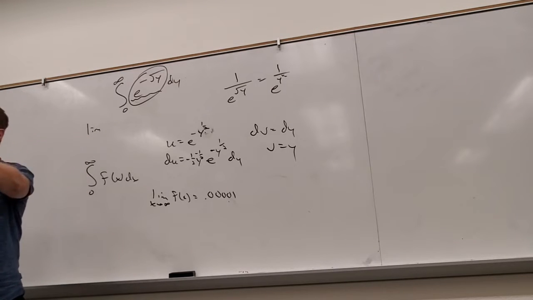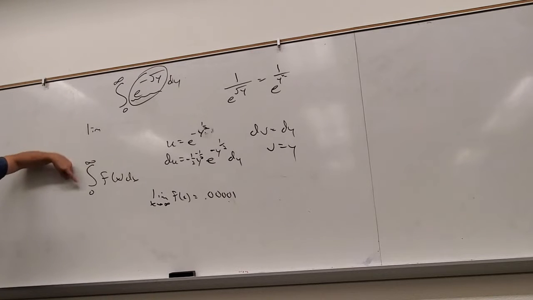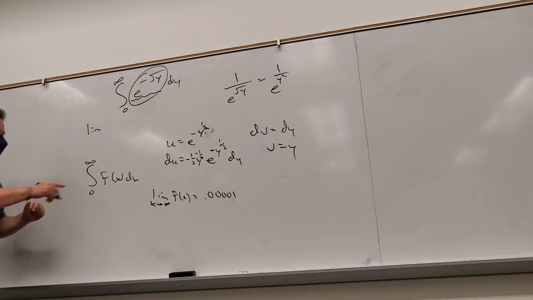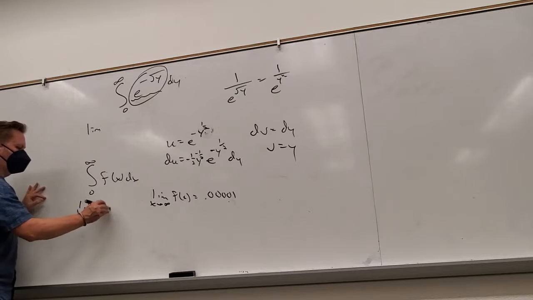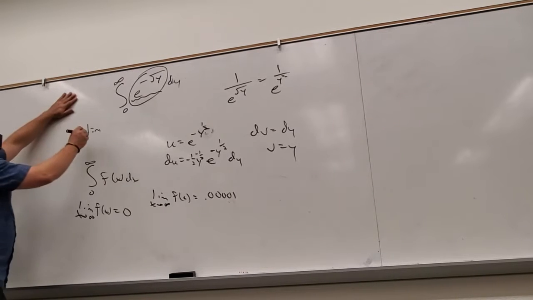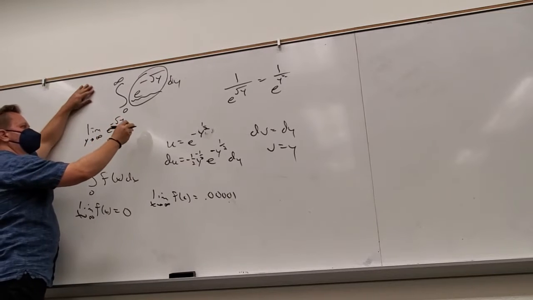So what I really want you to understand right now is that in order for an improper integral of a function, in this case 0 to infinity, to have a chance to converge, the limit of the function has to be 0. And it is in this case. What's the limit as y goes to infinity? 0.